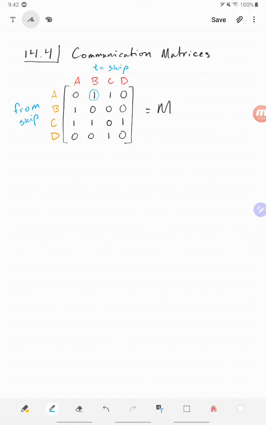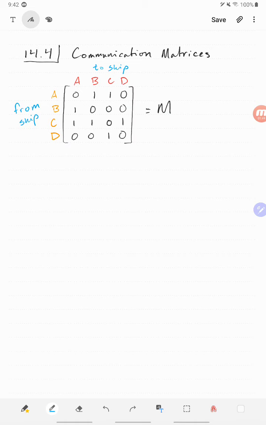From A to C, I have communication. From B to A, I have communication. From B to C, there's no communication, right? There's no connection from B to C.